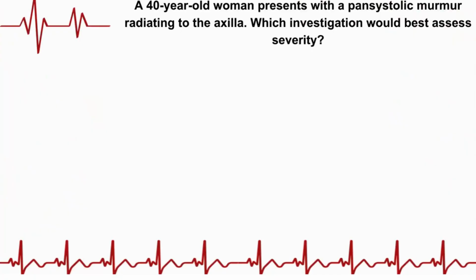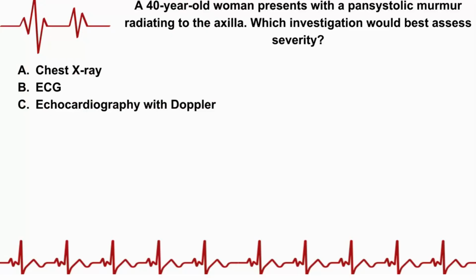So we've got a 40-year-old woman presenting with a pansystolic murmur radiating to the axilla. Which investigation would best assess the severity? A, chest X-ray, B, ECG, C, echocardiography with Doppler, or D, cardiac MRI.